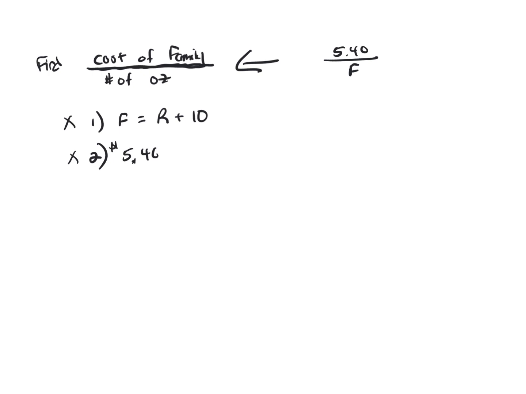And if you put the two together, that gives me the 540 divided by family. And we know family is R plus 10 if we use clue 1, but I don't know what R is, and I don't know anything else. So that doesn't work either. So the answer is E, nothing works.